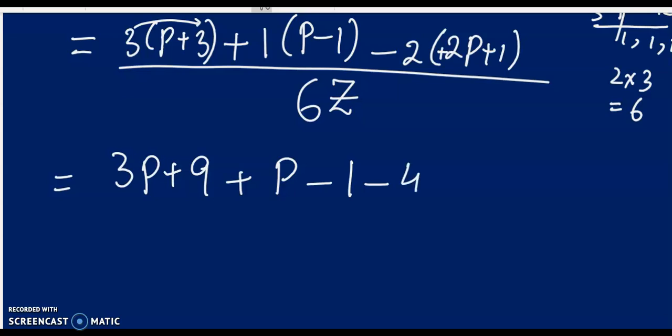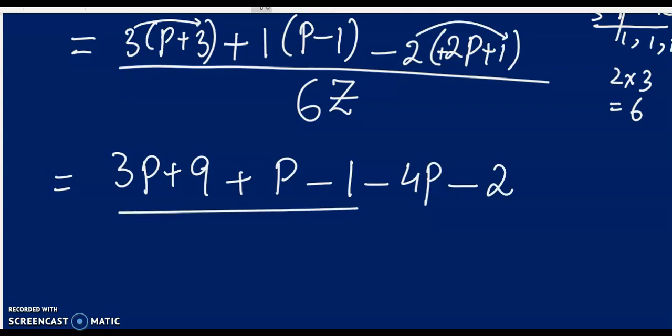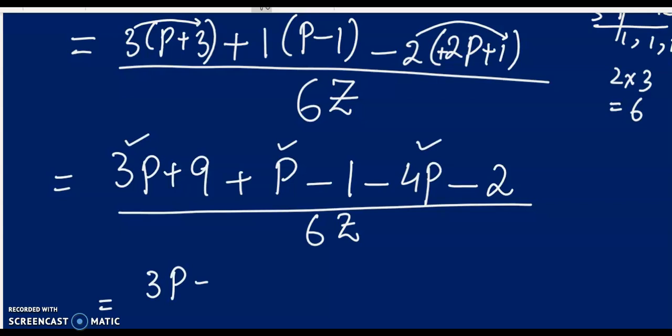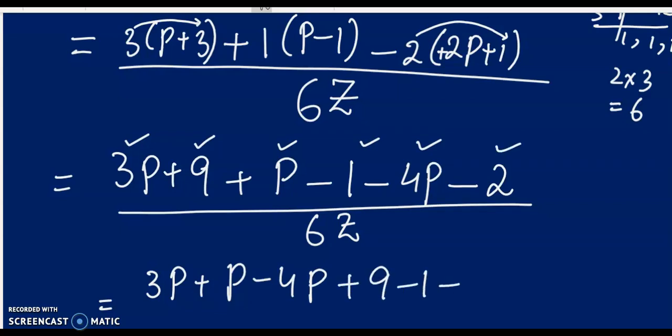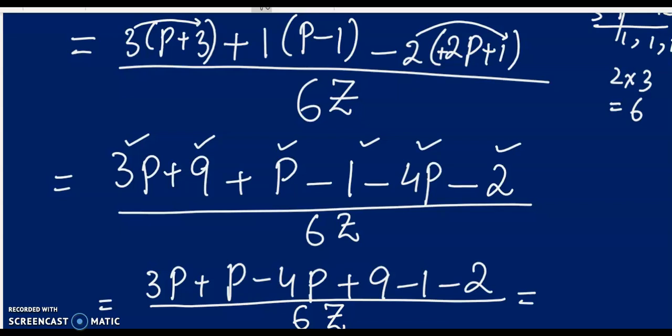2 2s are 4 and p. Then plus minus minus and 2 1s are 2 divided by 6z. Now 3p plus p, minus 4p इनको हम एक साथ लिख लेते हैं and 9 minus 1 minus 2. Positive 9 minus 1 minus 2 will come here and in the denominator we have 6z. Now 3p plus p, when there is no number written with p, it means इसके साथ 1 है. 3 plus 1 is 4.